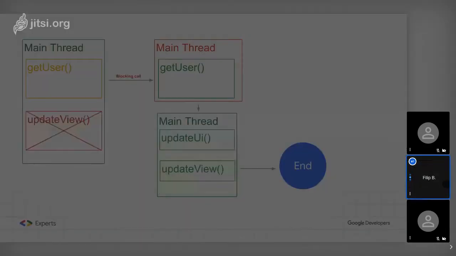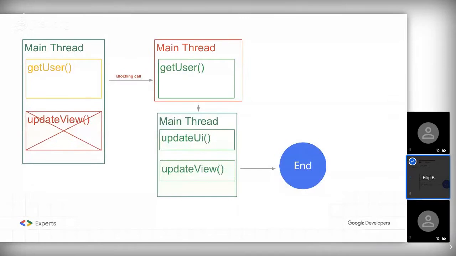Now, what happens if you want to do two things in parallel? You want to call getUser, but you also want to update a different part of the view. If getUser is blocking, the main thread will be blocked, and only after the getUser function is finished and you proceed to update the UI, will you be able to update the view as well, which is like a separate function. So you can't do two things in parallel because the main thread is being blocked by the one operation, and it can't proceed with the other one.